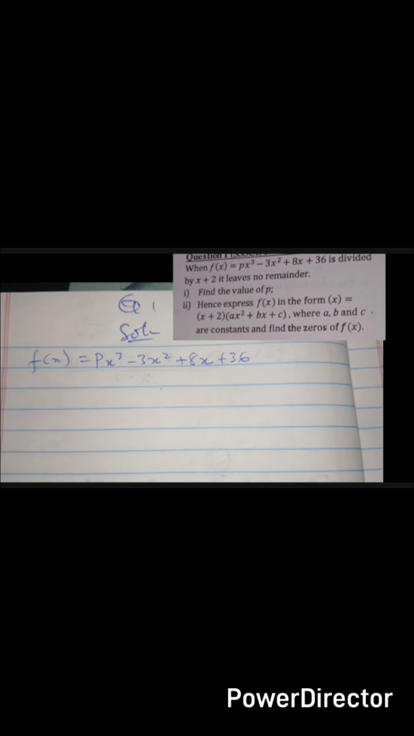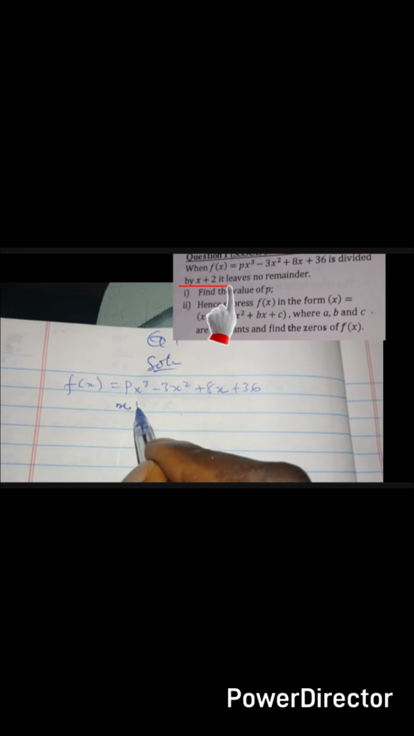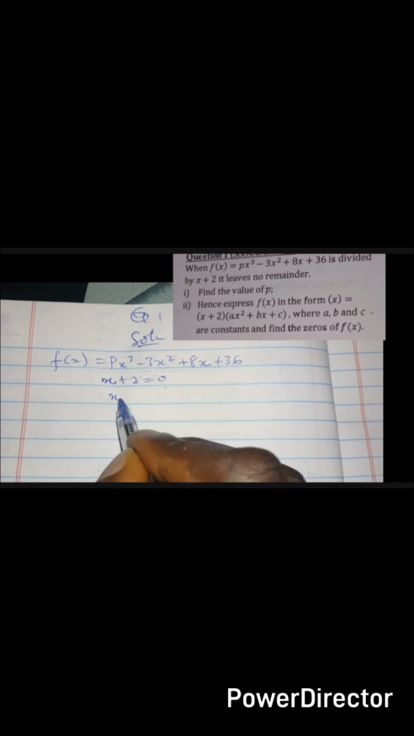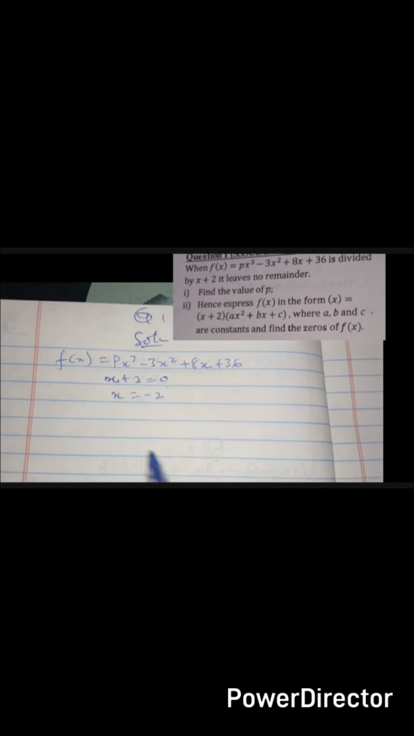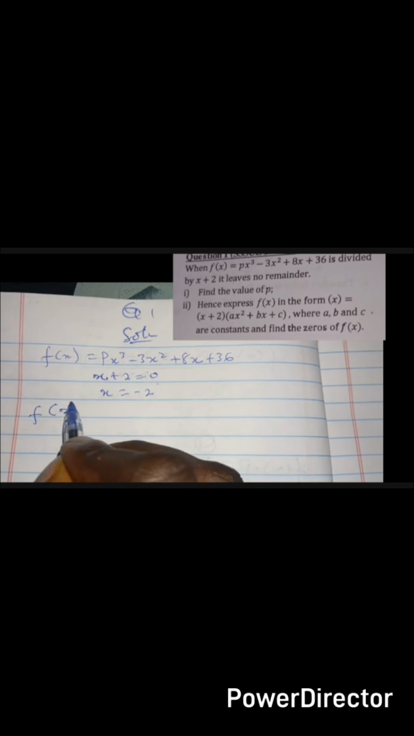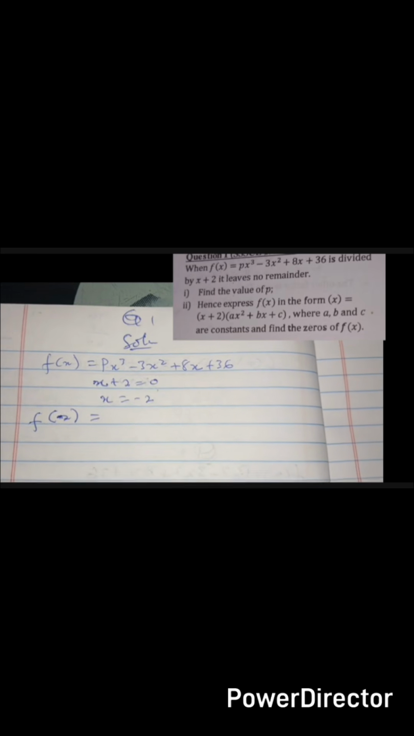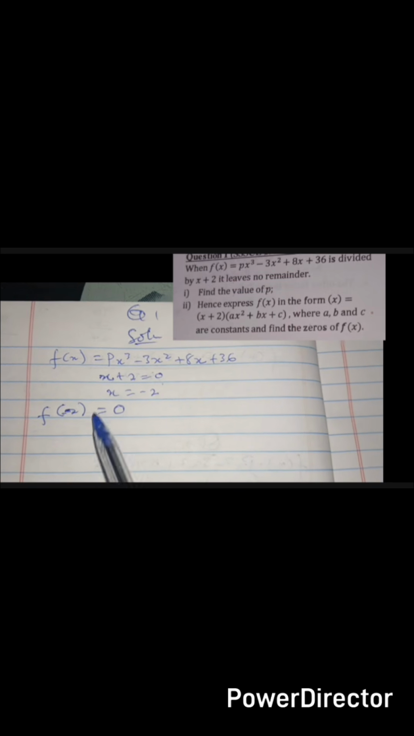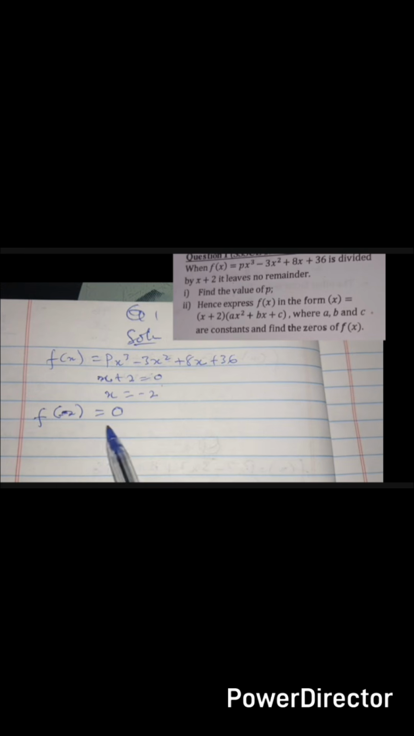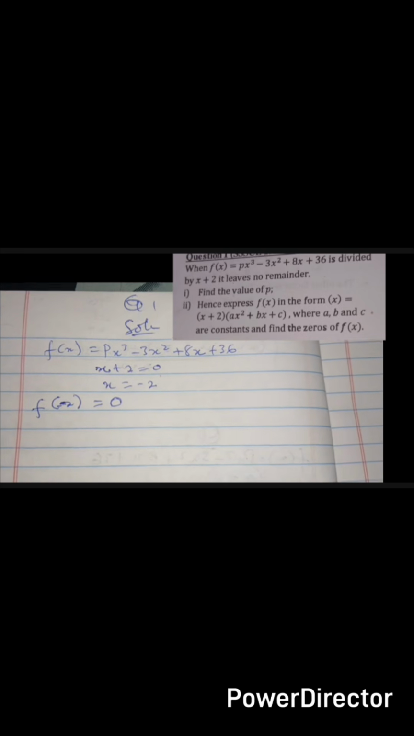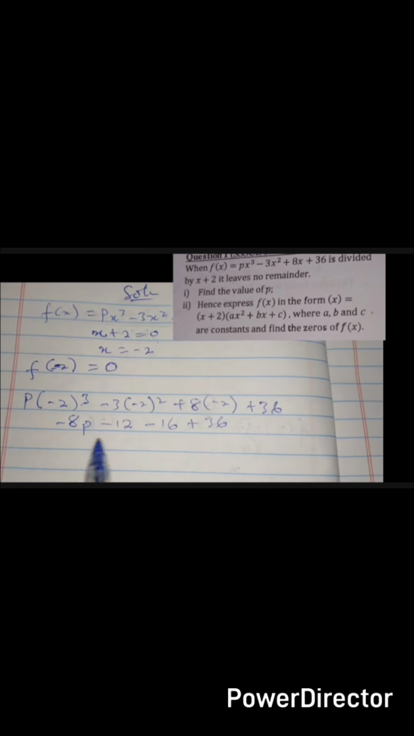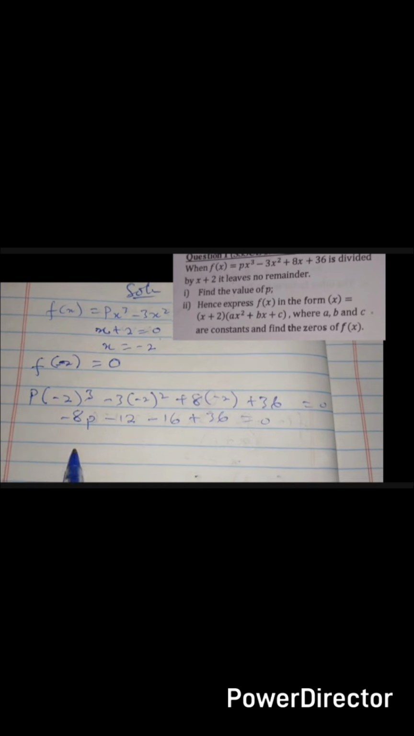In doing that, we've been given the factor to be x plus 2. Now, if we equate x plus 2 to 0, x will be equal to minus 2. In other words, we are saying that f of minus 2 is equal to, and the question says it leaves no remainder, so that means 0. Wherever we see x, we put minus 2, and we should make sure that it is equal to 0. Now, let's do that. Simplify further. It's equal to 0. Yeah, let's not forget that.